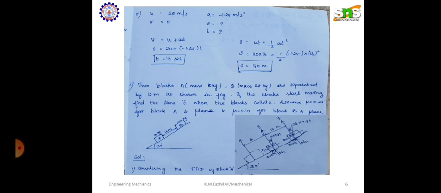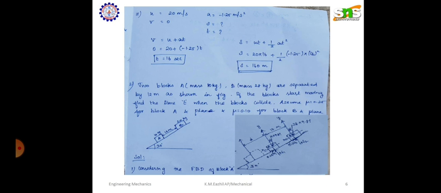Then we have to substitute the known values in the equation s is equal to ut plus half at square: 20 into 16 plus half into minus 1.25 into 16 square. The s will be 160 meter. The results are: acceleration minus 1.25 meter per second square, time taken 16 seconds, the distance is 160 meter.